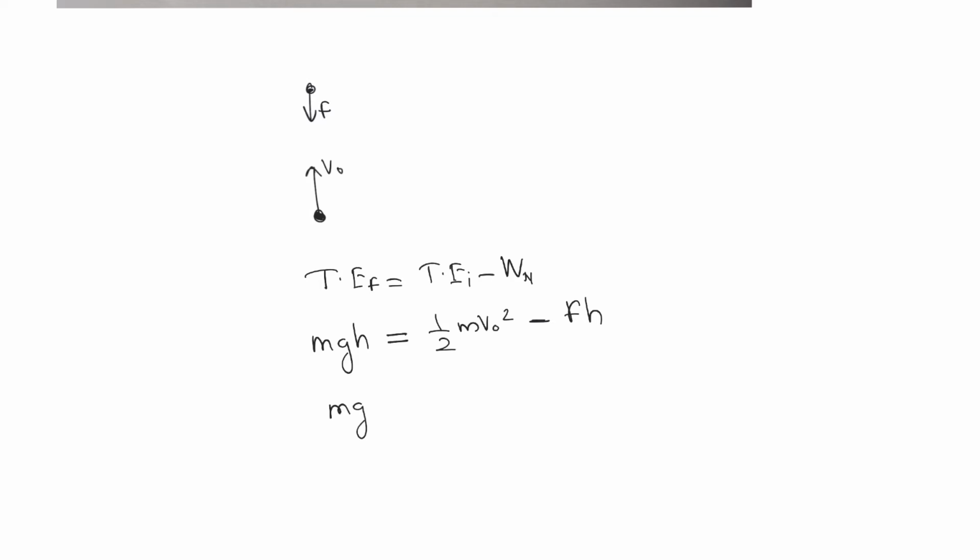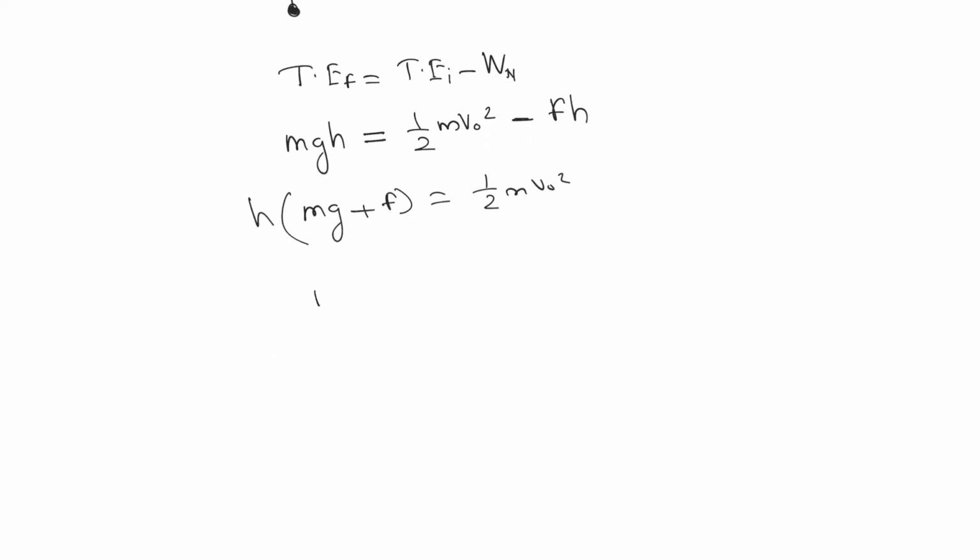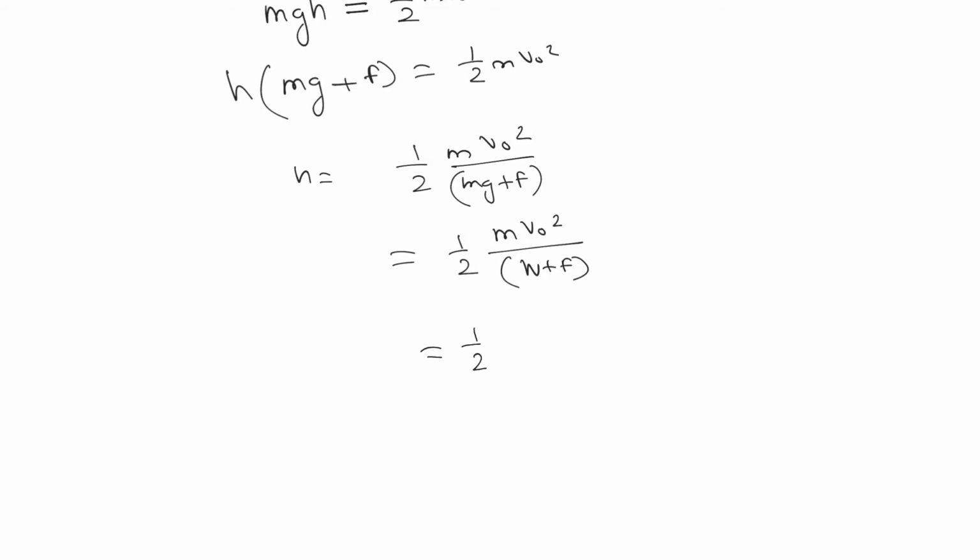Taking h as common, mg plus F times h is equal to half m v naught square, so h is equal to half m v naught square divided by mg plus F. This mg represents the weight, so we can write it as half m v naught square divided by W plus F. Taking W outside, we get half m v naught square divided by W into 1 plus F divided by W.